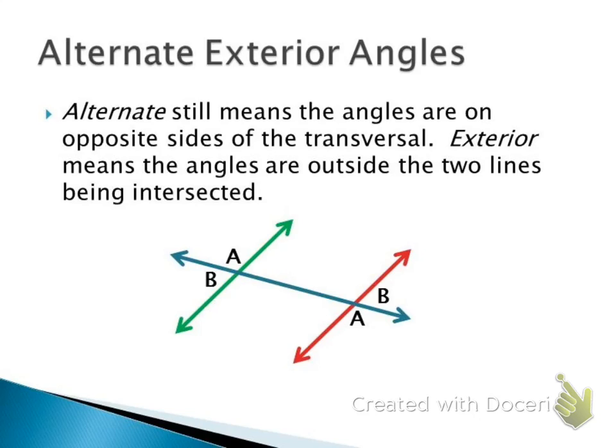Next we have alternate exterior. So same idea with the word alternate. They're on different sides of the transversal. So you can see we have an A on the upper part and an A on the lower part. You have a B on the lower part, a B on the upper part. The only difference between alternate interior and alternate exterior is where they are related to the two lines that they cross. Now instead of being on the inside, the interior, they're on the exterior. So again, alternate, different sides of the transversal. Exterior, outside of the two lines. Alternate exterior. Any questions on that one? Anyone need more time?